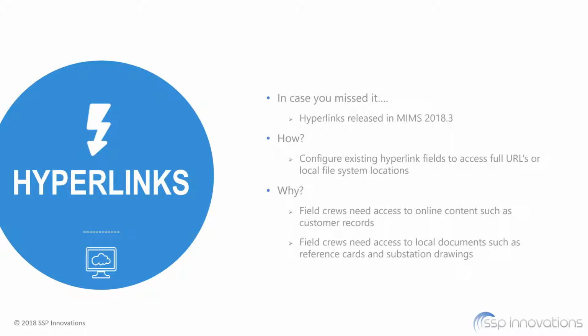Mapbook and MIMS Mobile. This tool, again, comes with a configuration user interface. It allows you to easily configure full URLs or even access local files. Your field crews often need access to online content like customer records, maybe local documents like reference cards and substation drawings, just to do their job, their daily workflow. So in addition to having this information and these links available in their own panel, MIMS Mobile has also been augmented to support full URLs and identify if they exist in your existing data. So there's two dialog options available with this to configure, and John's going to now demonstrate how that works.